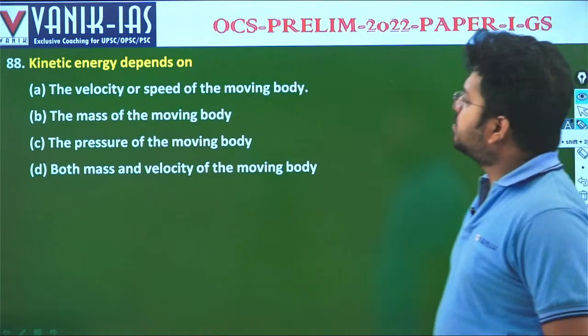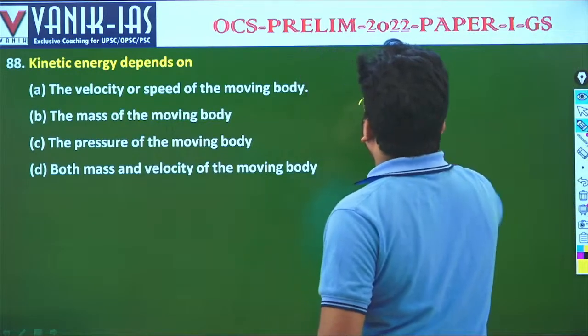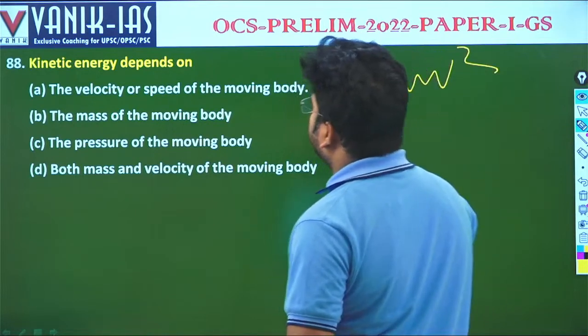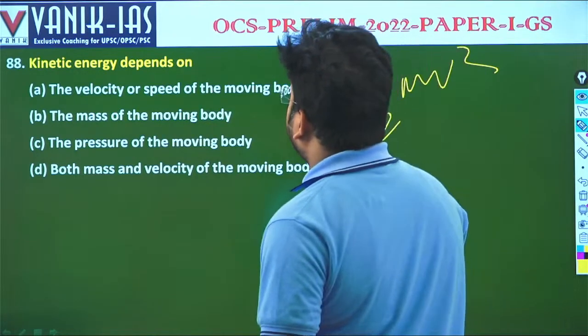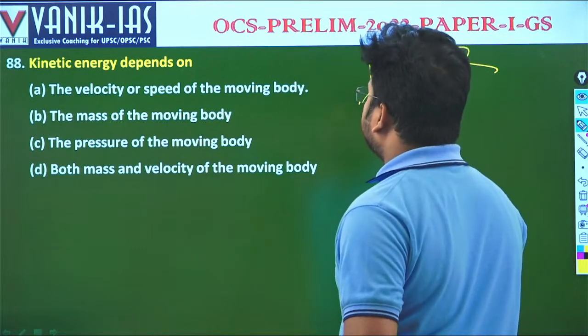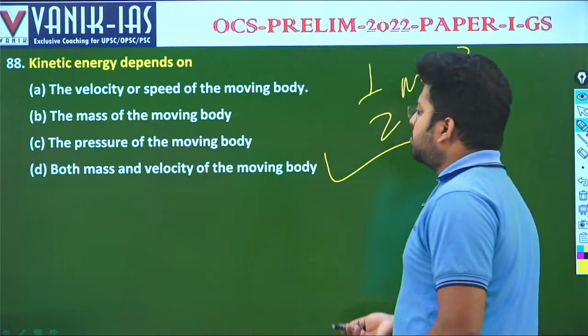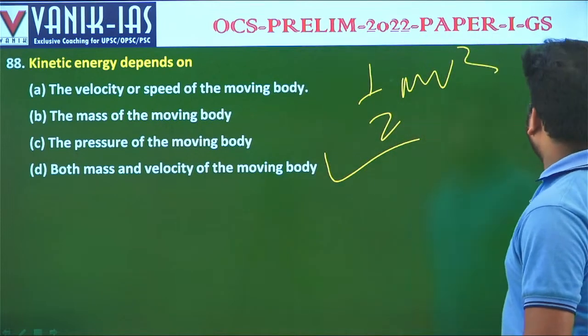Kinetic energy depends on what? What is kinetic energy? Half mv squared is the kinetic energy. So it depends on the speed of the body and the mass of the moving body, both mass and velocity, mv squared. Okay, D is the answer.